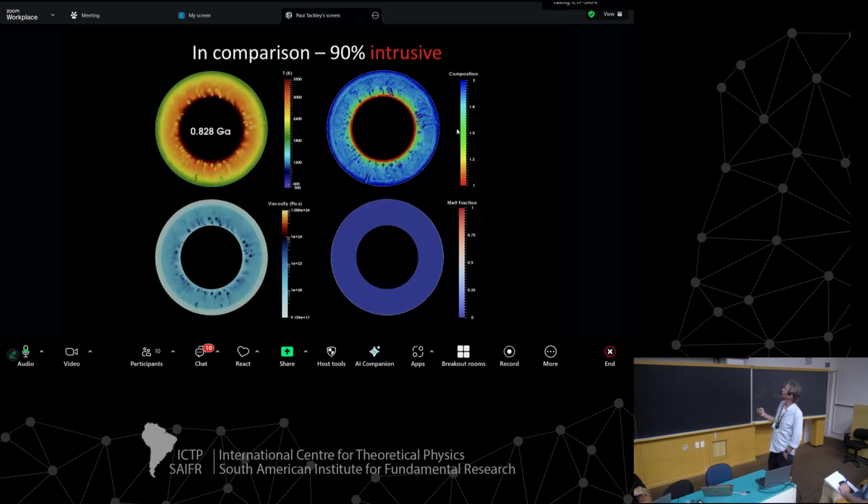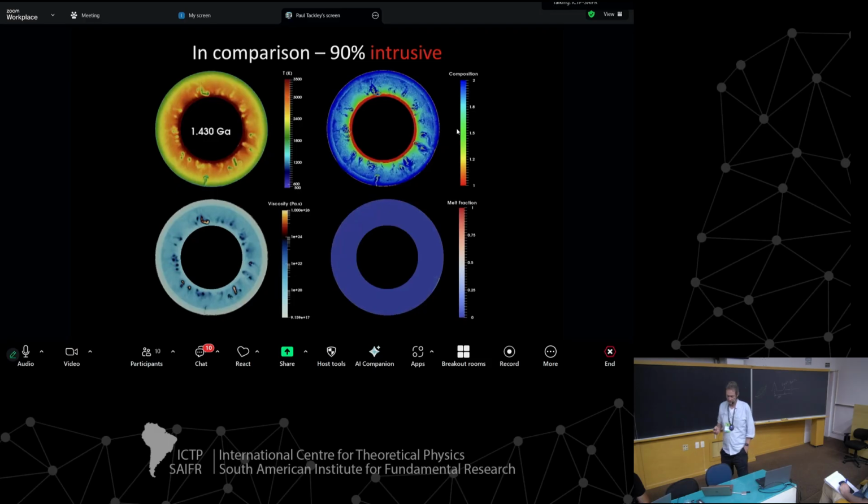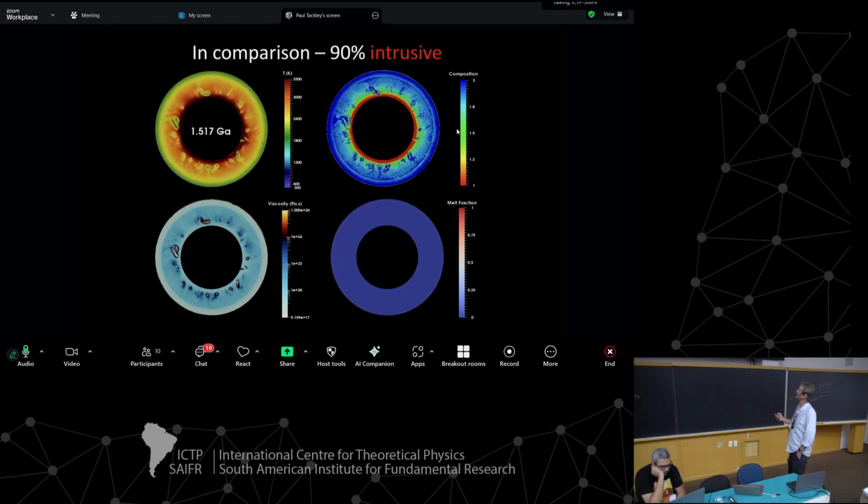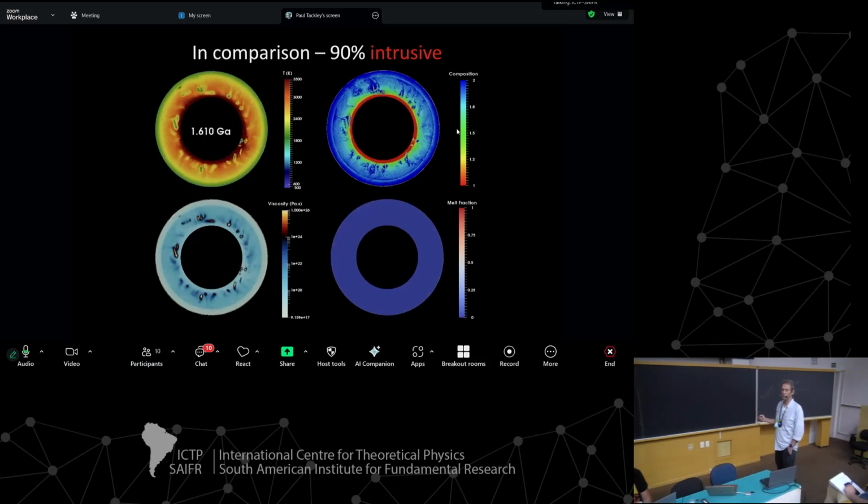So this is a possible scenario for the Earth. It started off with dripping, and then ended up with smoother subduction, which will appear. This is the time in billions of years. Fortunately, it's faster than real time, but it still takes a while to get through the movie.